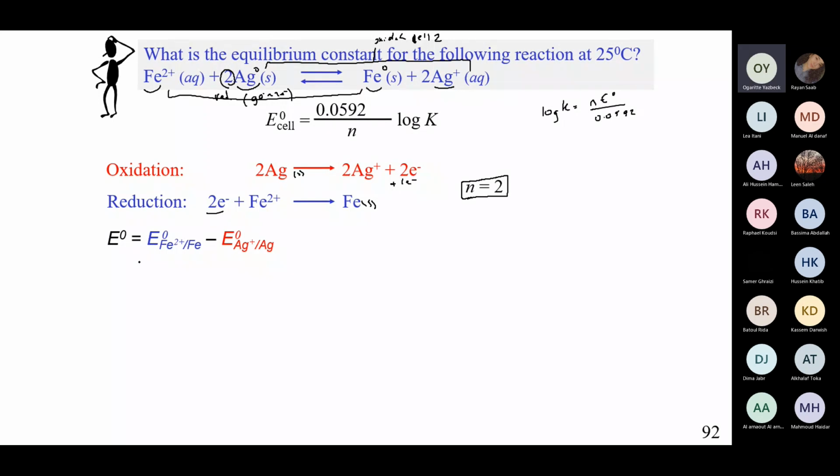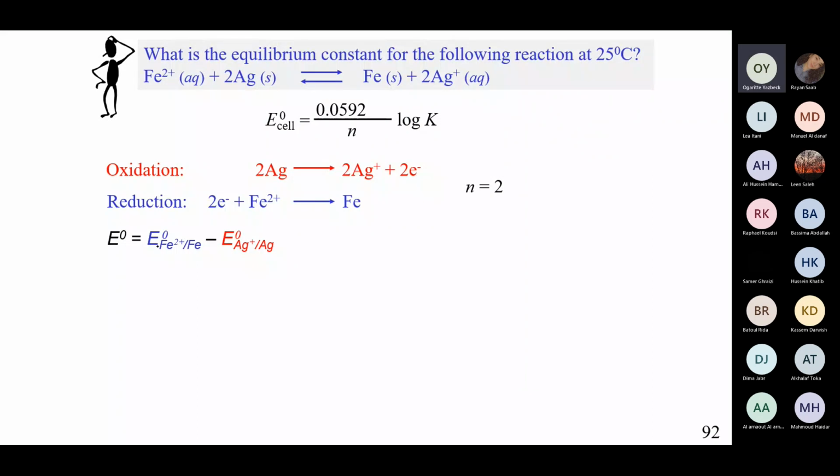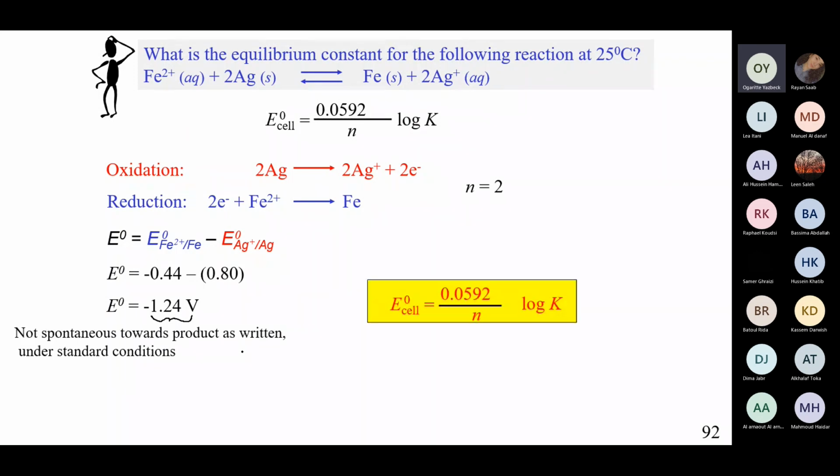Okay, so E naught of the reaction or of a cell or of any redox reaction is E naught reduction minus E naught oxidation half. We are given here the E naughts, the reduction potentials. We get the overall. We can see that it is not spontaneous as written. It may become spontaneous if I have maybe different concentrations, but as written, it is not spontaneous. Right?